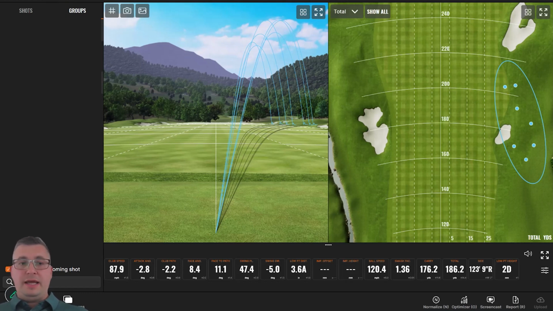So what I've been looking at here with him is his driver. You can see he's got what I call a push slice. So that ball's starting to the right, curving further right. And we've got a TrackMan. So the TrackMan tells me that the face, as he's striking the ball, on average, is open to the target by 8.4 degrees. And that's going to start the ball to the right of the target.